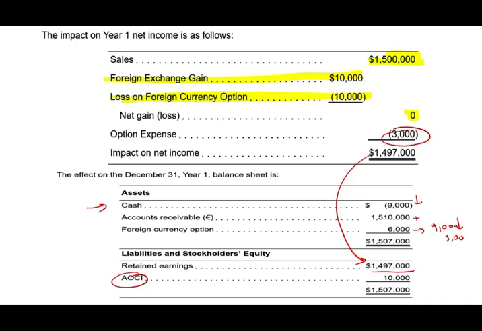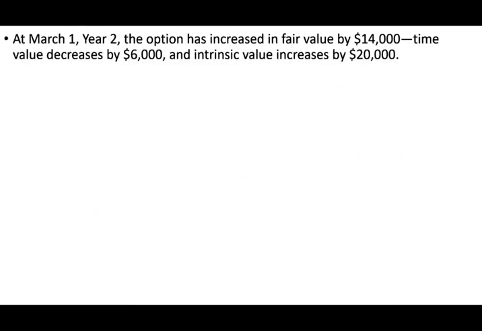Now we're gonna look at the transaction, what happened on March 1st. On March 1st, remember in this example, we are assuming that it's $1.48. Now, before we proceed, I'm gonna stop right here and tell you something. After I'm done with this $1.48, I'm gonna use another spot rate for March 1st.